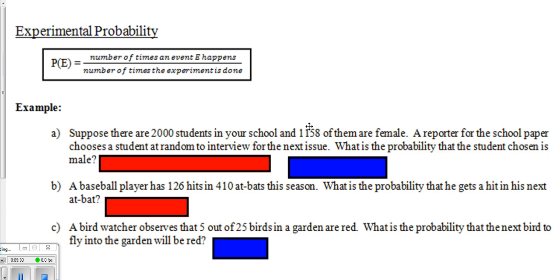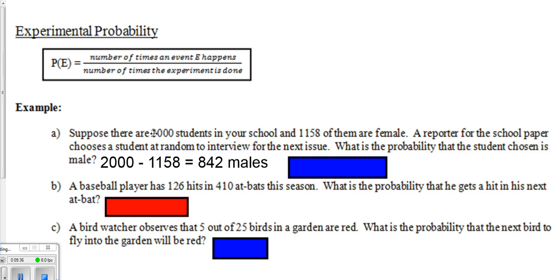Now, they gave us female, and we're asking about male, so we need to first find out how many males there are. So we take the total number of students, 2,000, quickly subtract that 1,158, and we find out that there are actually 842 males in the whole school.